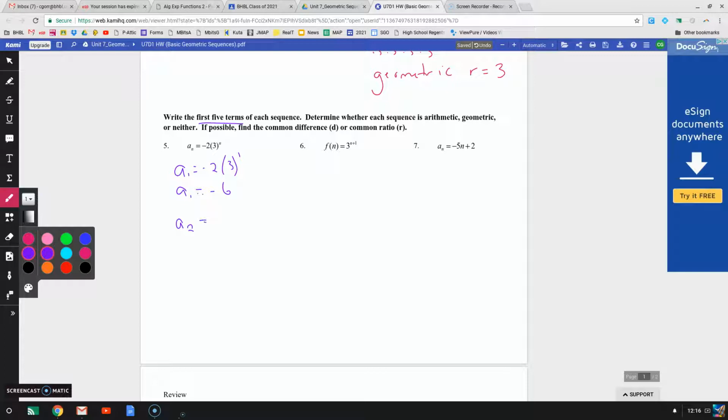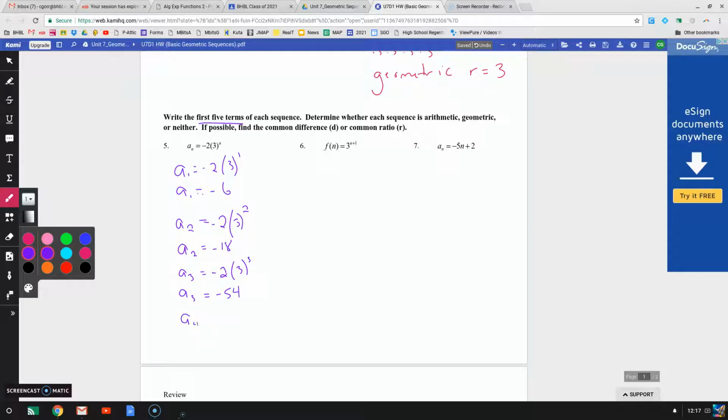A sub 2, -2 times 3 to the second power. So my a sub 2 value is -18. My a sub 3, -2 times 3 to the third power. So again, just keep plugging your n value in, evaluating, I get -54.